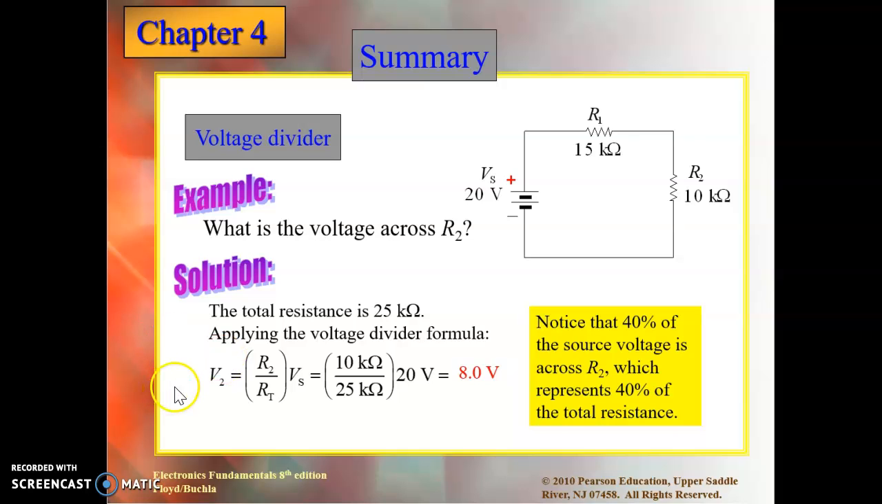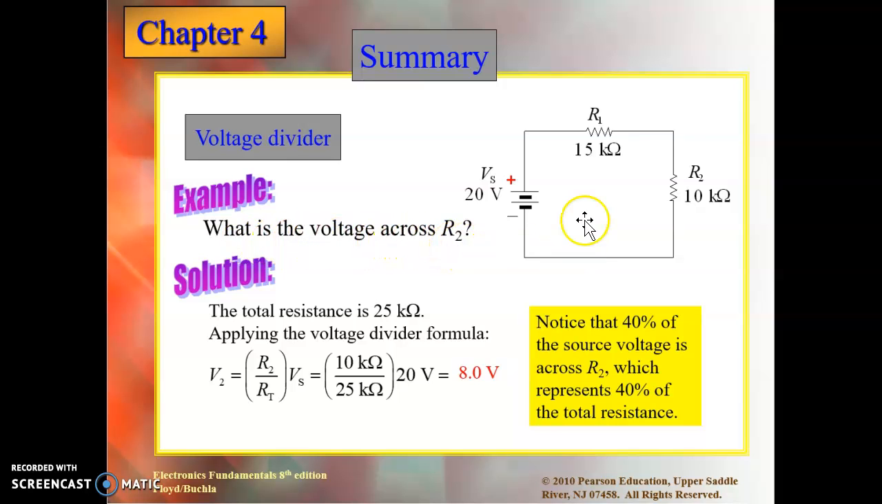Let's continue with chapter 4. Here we are going to have an example of the voltage divider. We have a series circuit. We have our voltage source to be 20 volts, R1 to be 15 kilo ohms, R2 to be 10 kilo ohms, and they are asking what is the voltage across R2.